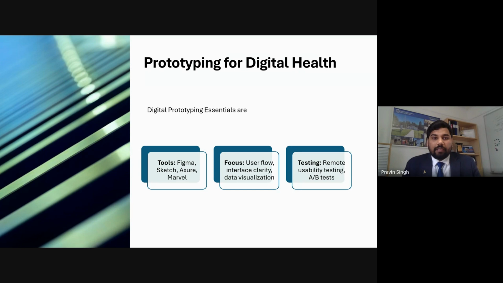Prototyping is crucial for digital health applications, ensuring a user-friendly interface and smooth functionality. Tools like Figma, Sketch, Marvel are used. The focus areas are user flow, meaning ensuring smooth navigation, interface clarity, making the user interface intuitive, and data visualization, presenting health metrics clearly. Testing methods are very important, so we use remote usability testing and A/B testing. For example, a mental health app is first designed using wireframes in Figma, then tested for usability, and then coded based on user feedback. So this is the workflow.